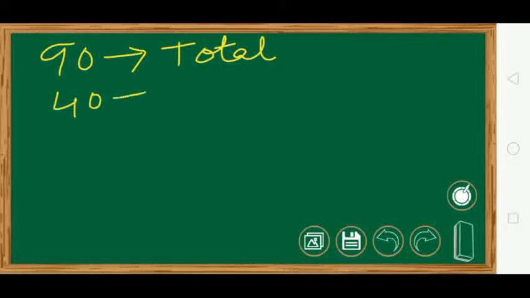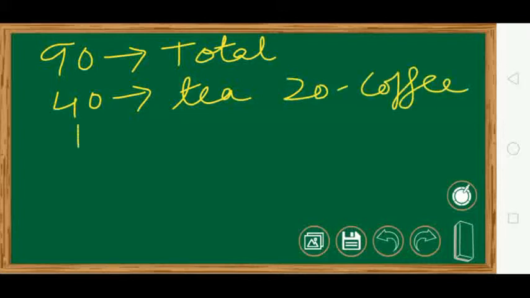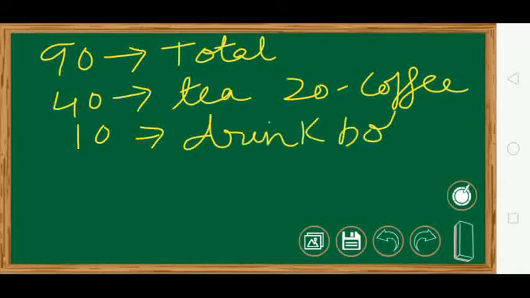Now suppose there are total 90 students in a class, and out of that 40 drink tea, 20 drink coffee, and 10 drink both. There are two ways, and you have to find out how many drink only tea.